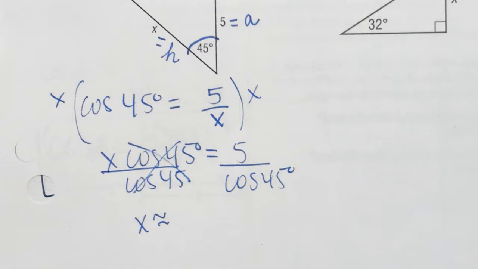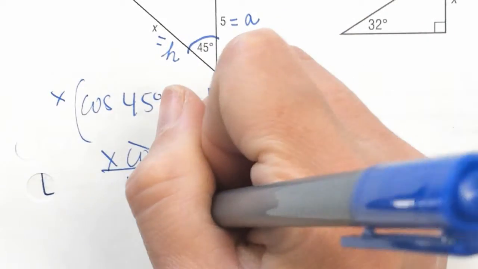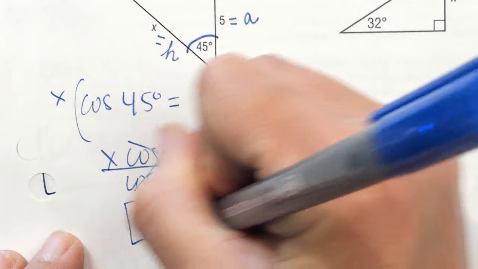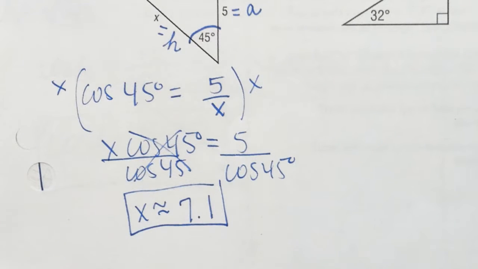All right, what'd y'all get? 7 point... Let's round to the nearest tenth. Very good. Did anybody get something different? If you did, let me know so I can come fix your calculator. On the sides, yes, sides always want you to round to the nearest tenth. On degrees, which we'll get to in a minute, round to the nearest degree.